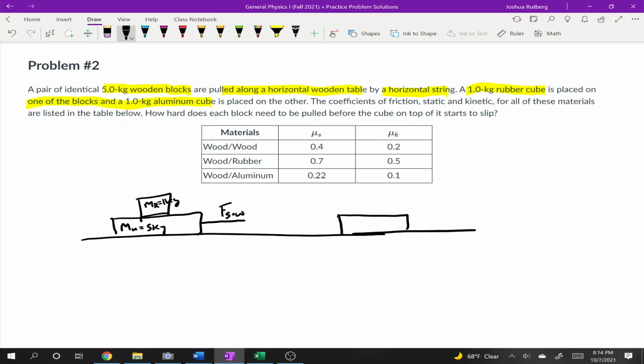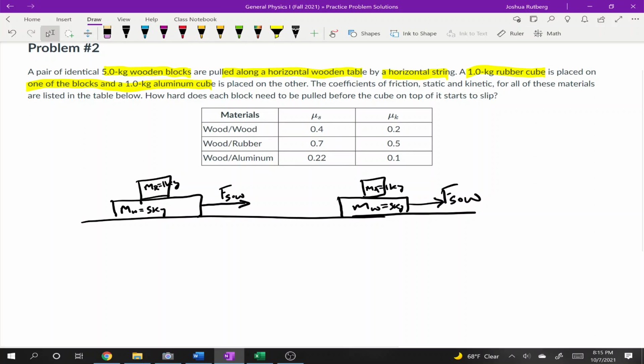And then the aluminum is going to look very similar. Mass of wood, mass of aluminum, 1 kilogram. This is 5 kilograms. That's the force the string exerts on the wood. And because we're only caring about the moment when these start to slip, we don't need to draw multiple times in our sketch. Just this is the moment when they start to slip.